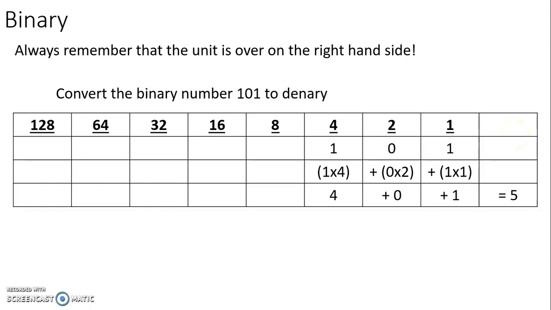So always remember that the unit is over on the right hand side, as I said earlier. If I want to convert the binary number 101 to denary, don't automatically think that it's 101 across here. We always start from the right hand side. So we've only used 3 bits here for this binary number, and therefore it only uses the first 3 bits, 1, 2, and 4. So 101 in binary is 4 plus 1, which equals 5. The reason we didn't add 2 is because there's a 0 underneath the header.